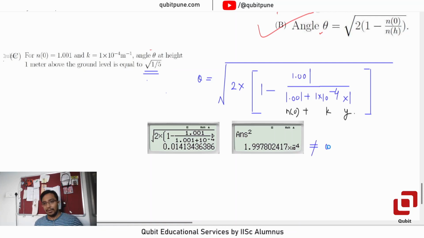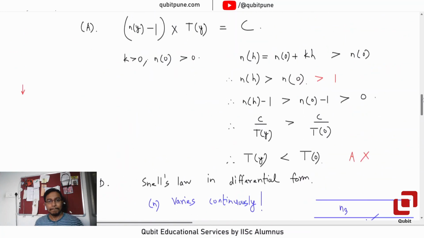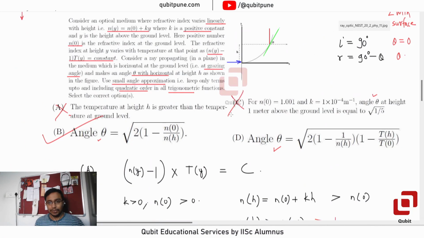Why is it not equal to 0.2? Because it is missing so many powers of 10. We may write it as 2 into 10 raised to negative 4, but will it be equal to 0.2? No, because 0.2 is 2 into 10 raised to negative 1. So there is a difference of orders of magnitude equal to 3. So C is not right. Now let's go to option D.